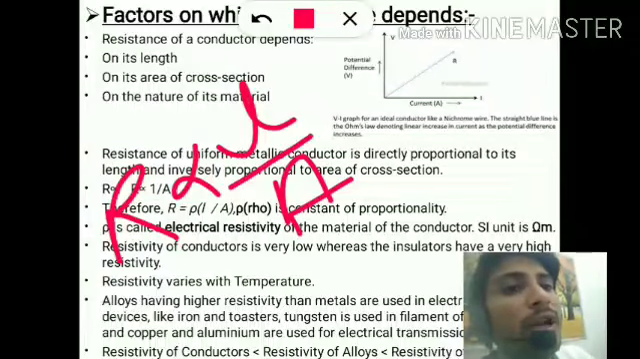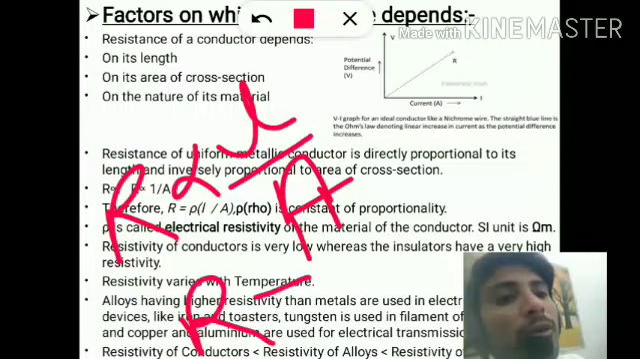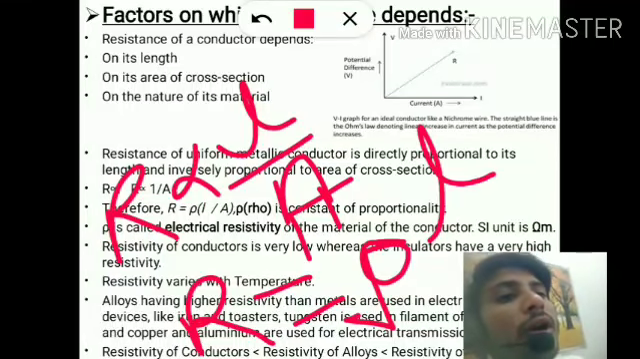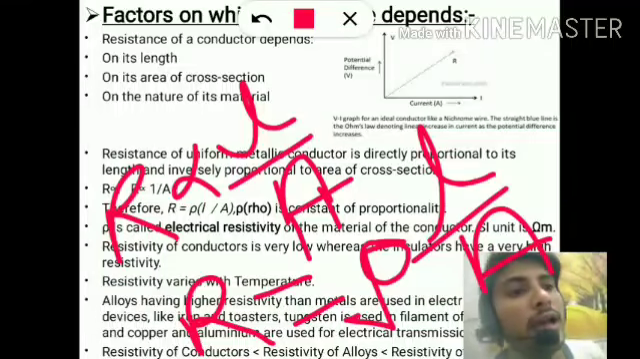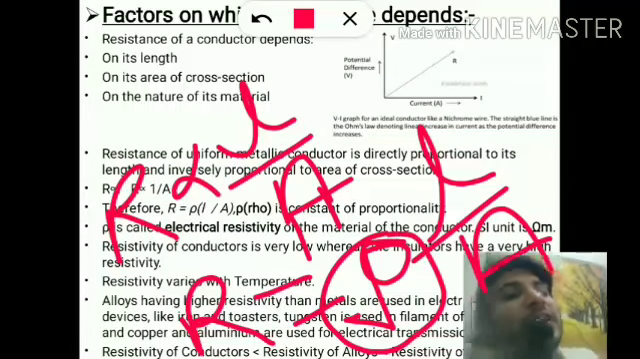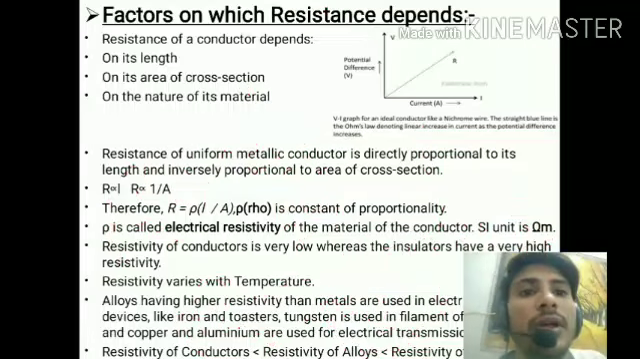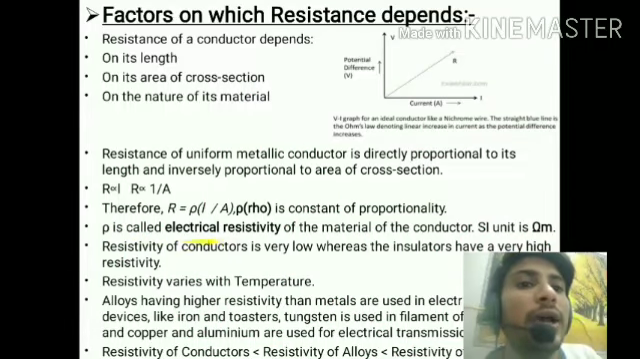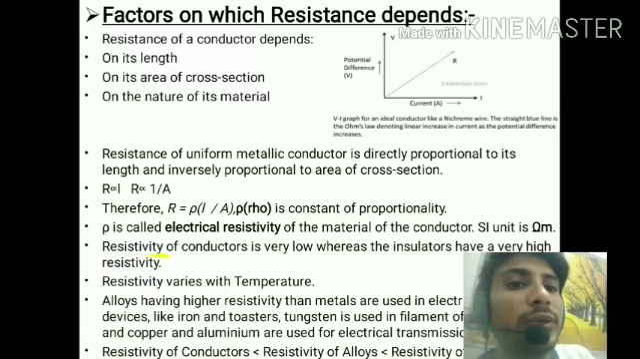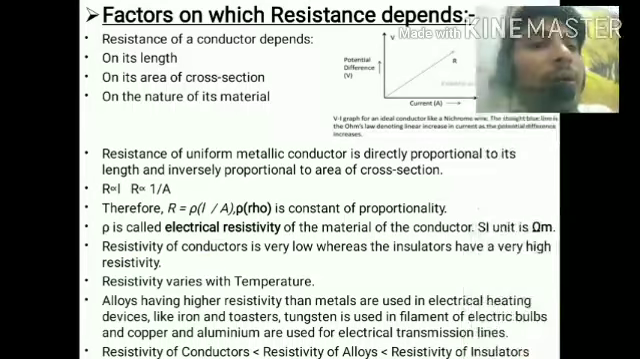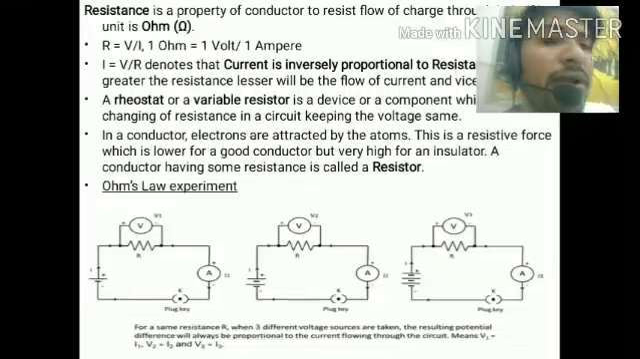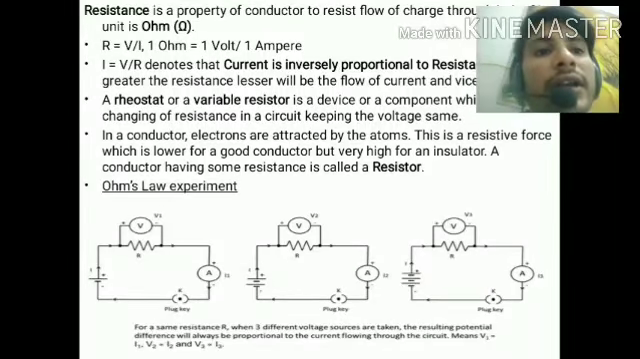Okay, when we remove the directly proportional sign, then we get the new formula: R is equal to rho L upon A, where rho is the specific resistance. Therefore, R is equal to rho L upon A, where rho is the specific resistance, and rho is called the electrical resistivity of the material of the conductor. Okay, of the material of the conductor.